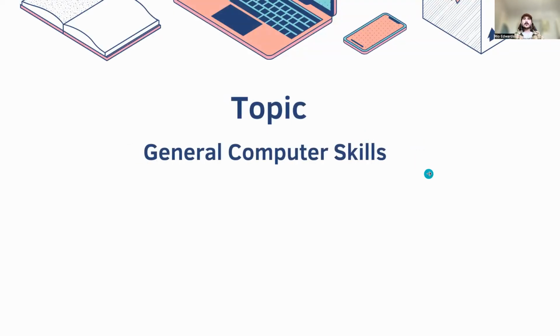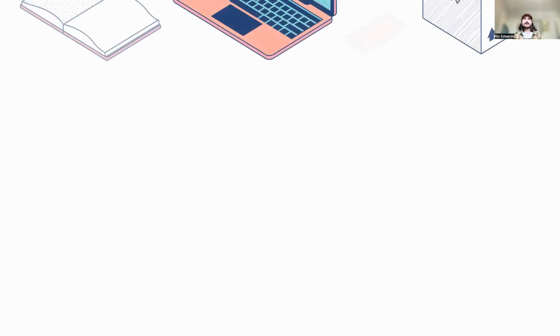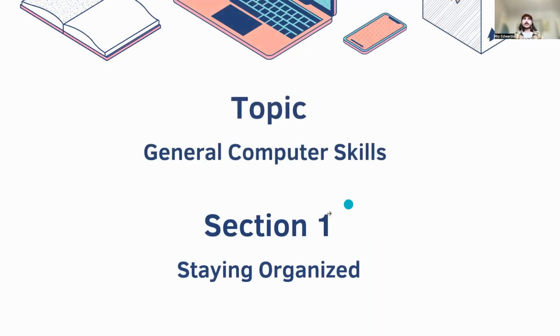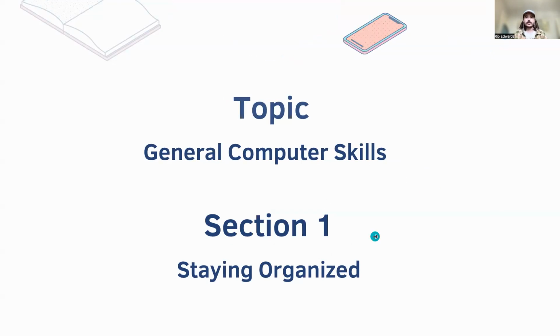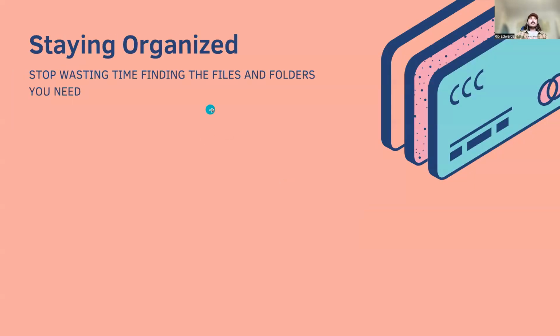Okay, so we're starting with general computer skills. And the first section, we're talking about staying organized on your computer. Staying organized will help you stop wasting time finding the files and folders that you need. I'm sure you've had the experience of, I have a folder somewhere on my computer or a file, I can't remember where it is, and you might spend, even if just 30 seconds trying to find it, it's not too long, but if you do that multiple times a day, it adds up. And if you know where everything is, then it's just faster and better.